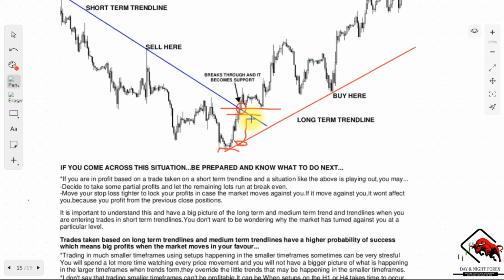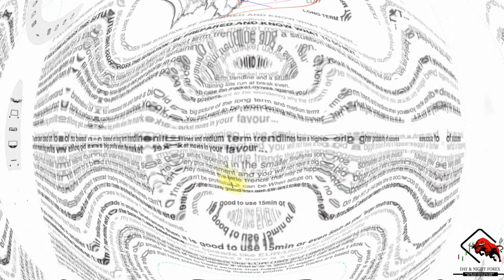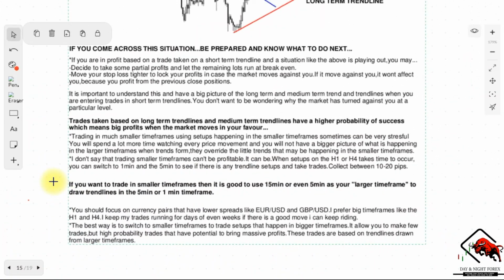It is also important to understand this and have a bigger picture of the long-term and medium-term trend lines when you're entering trades in the shorter term trend lines, right? So you don't want to be wondering why the market has turned against you in the particular move, because you have the overall direction of the trend of the market, so you won't be surprised when the market all of a sudden comes and hits your stop loss, right? Trades taken based on long-term trend lines and medium-term trend lines have a higher probability of success, which means big profits when the market moves in your favor.